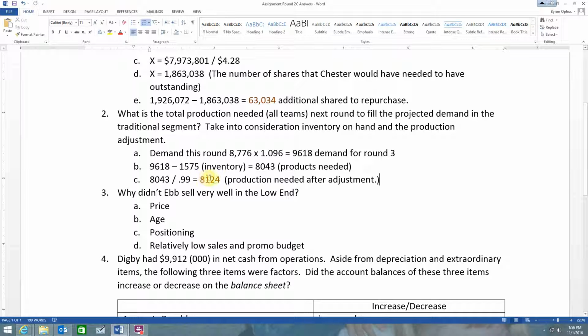How I'd calculate that is if I took 1% of this, you'd take 81 units basically off of there. So you'd subtract 81 from 8,124, and you'd end up with 8,043.